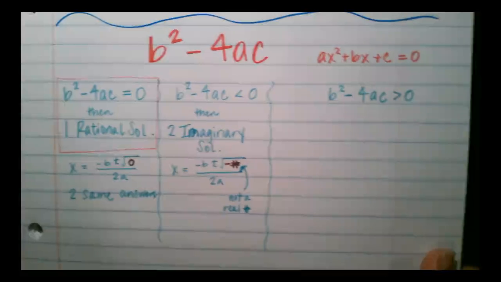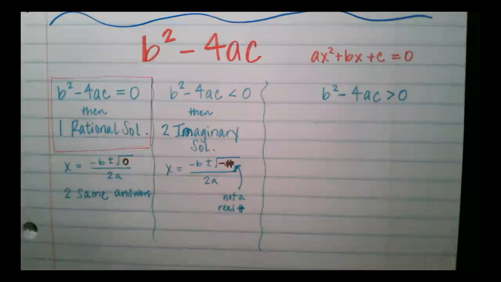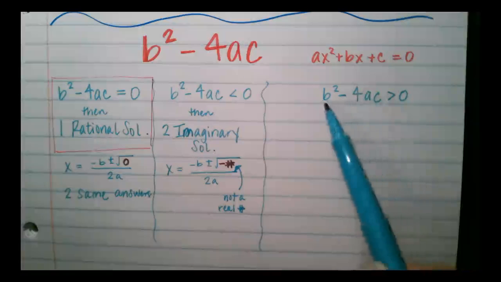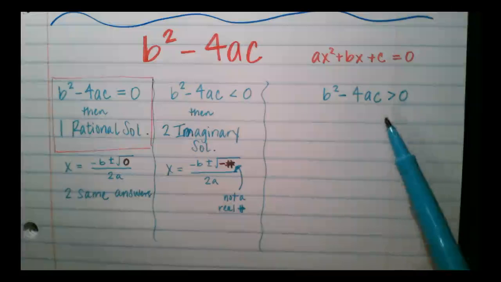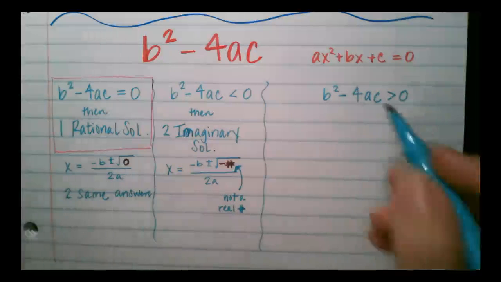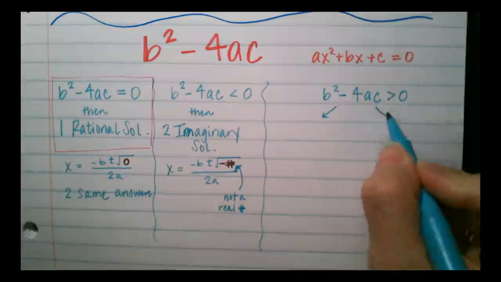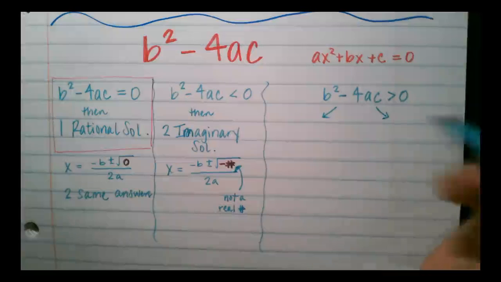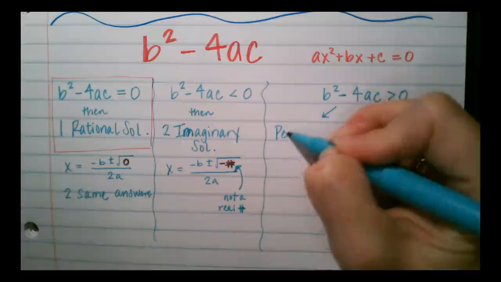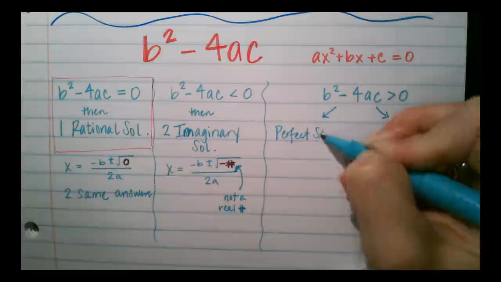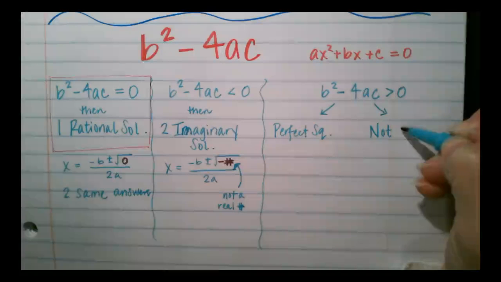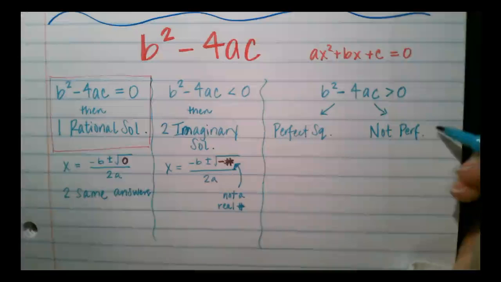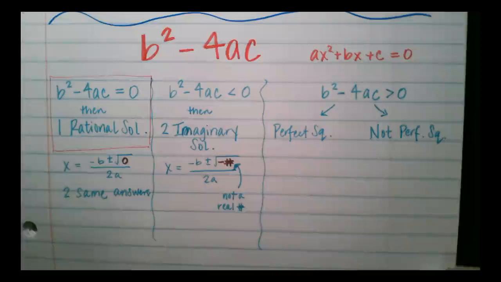All right, so the third thing that can happen is that we get a positive answer, and this is what's going to happen most of the time. So you're going to fill in a, b, and c, work out b squared minus 4ac, and get a positive answer. Well, there are two things that can happen here. One is that your answer is a perfect square. And the other is that your answer is not a perfect square.